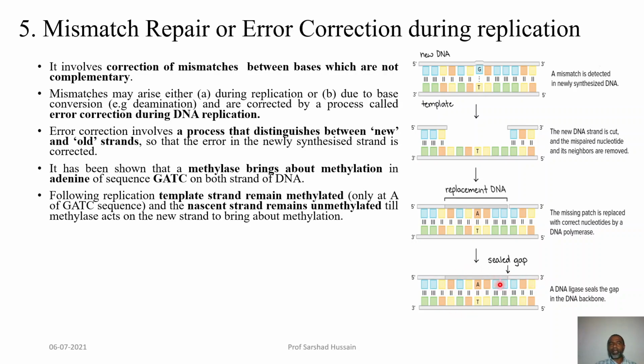So here what I mean to say is that there was a mismatch, and it was the methylation that was used to recognize the old strand and the new strand. Once the new strand was found not to have methylation on the adenine at the GATC sequence, that meant it was the new strand, and it was corrected. So this is the mismatch repair, or the error correction during replication.